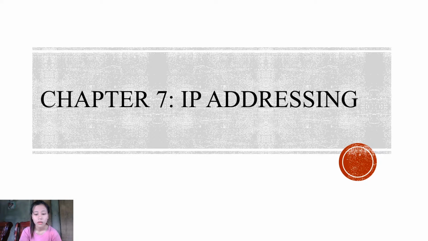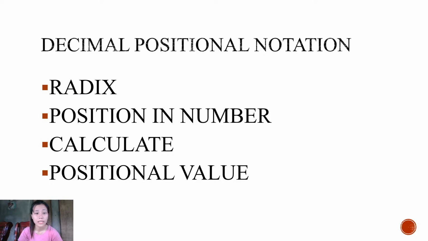So, the decimal positional notation. We have the radix, position in number, calculate, and positional value. The radix is the first row. The first row identifies the number base or radix. So the decimal notation system is based on 10. Therefore, the radix is 10.